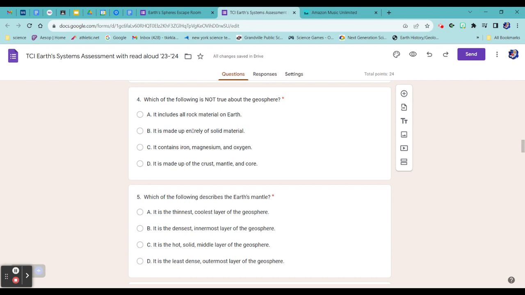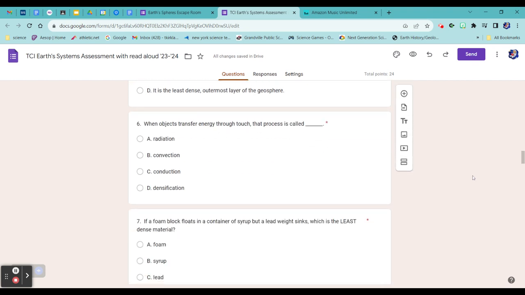5. Which of the following describes the Earth's mantle? A. It's the thinnest, coolest layer of the geosphere. B. It is the densest, most innermost layer of the geosphere. C. It's the hot, solid middle layer of the geosphere. D. It's the least dense, outermost layer of the geosphere.